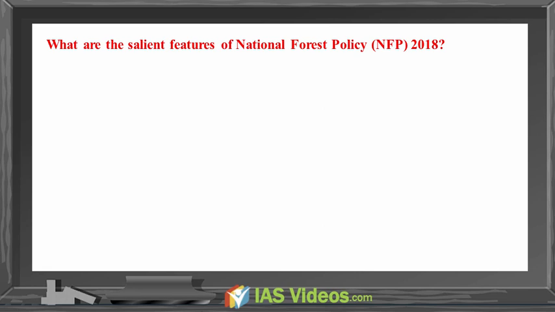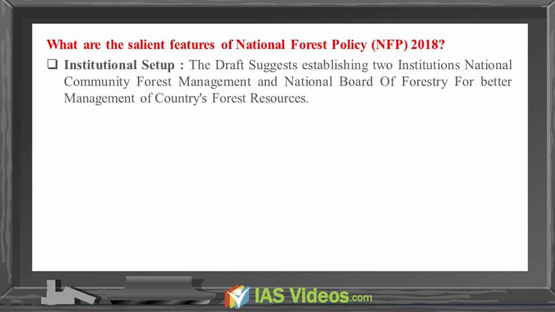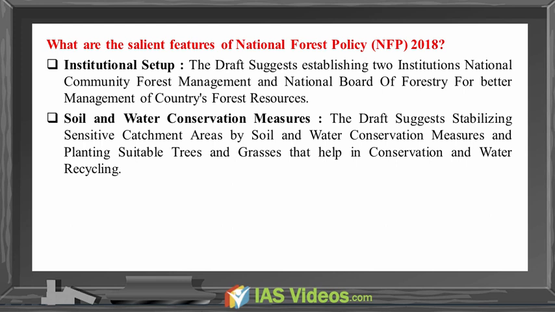What are the salient features of National Forest Policy 2018? Institutional setup. The draft suggests establishing two institutions, National Community Forest Management and National Board of Forestry, for better management of the country's forest resources. Soil and water conservation measures. The draft suggests stabilizing sensitive catchment areas by soil and water conservation measures and planting suitable trees and grasses that help in conservation and water recycling.